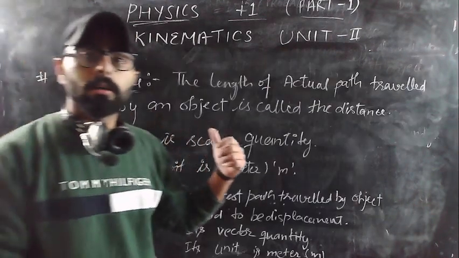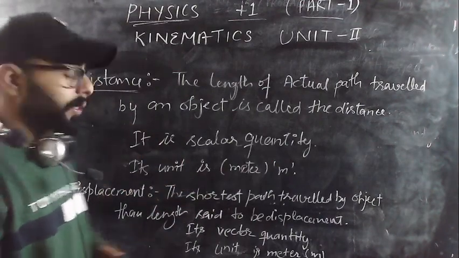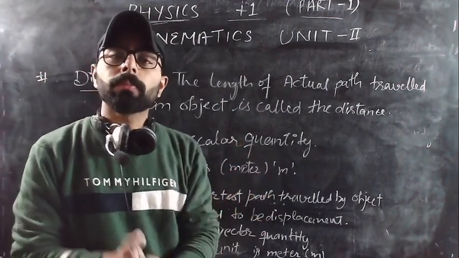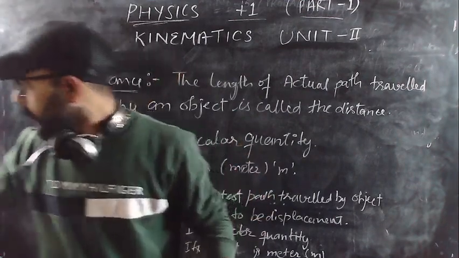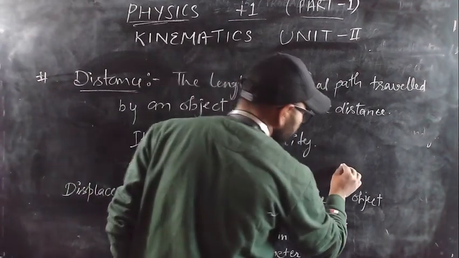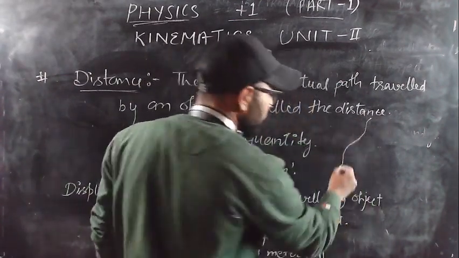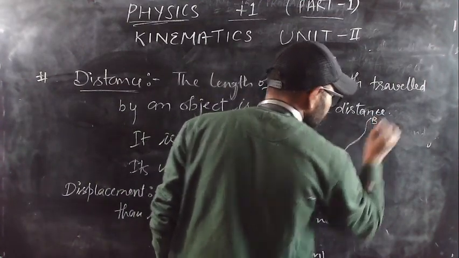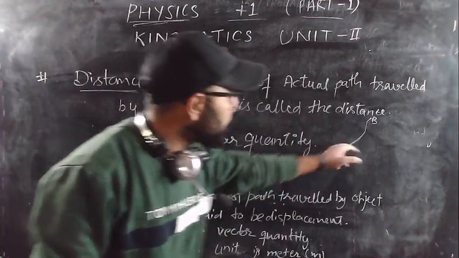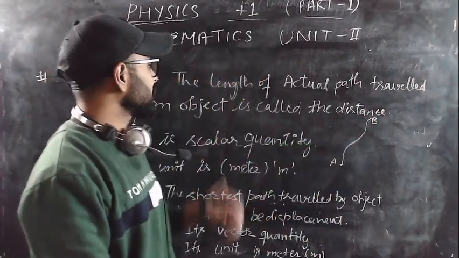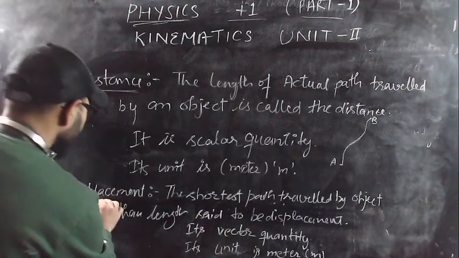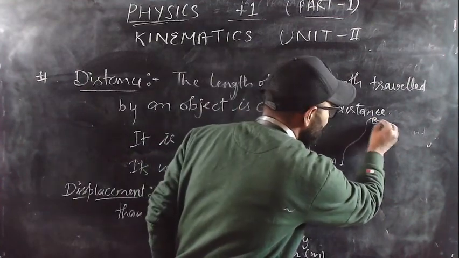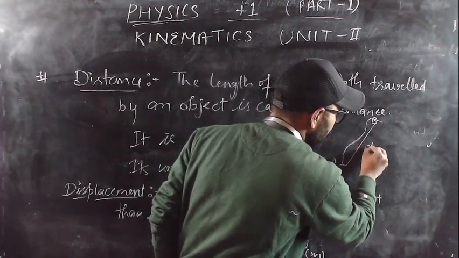So the next definition is distance and displacement. What is distance? Distance is the actual path length traveled by an object. If any object covers a path from A to B, then the actual length of this path is known as distance. If we talk about displacement, what is displacement? The shortest path length is known as displacement.